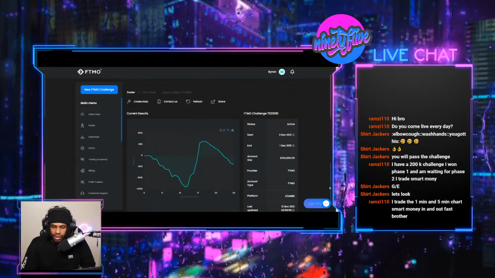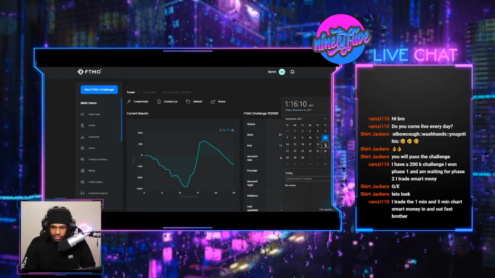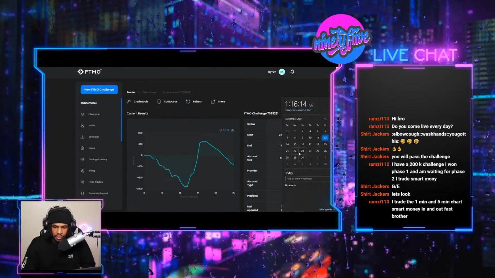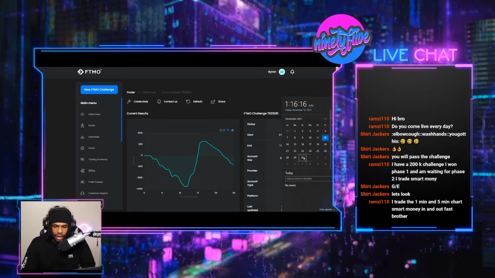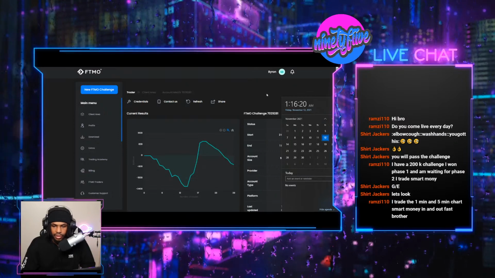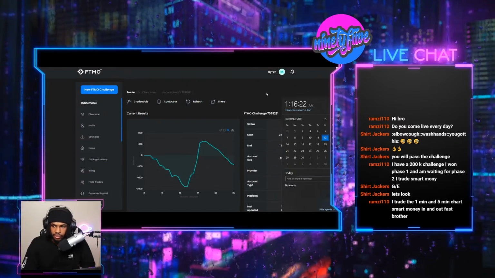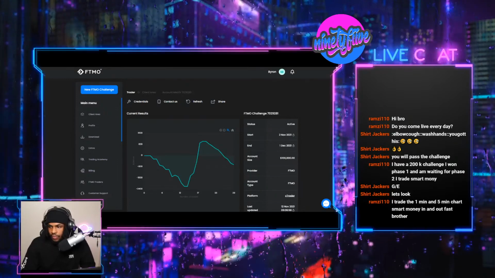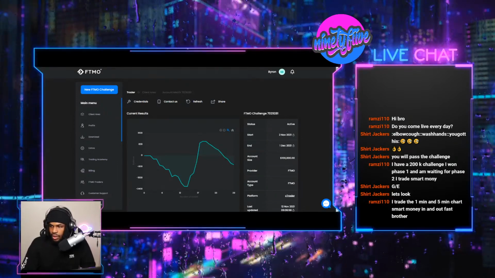I don't know, maybe by the end of next week, if I can't get there, then, because that gives me basically another week and a half to get the other 7%, which is very doable when you're risking 1%. Let's see. I trade the 1 minute and the 5 minute chart. Smart money, in and out fast, brother.